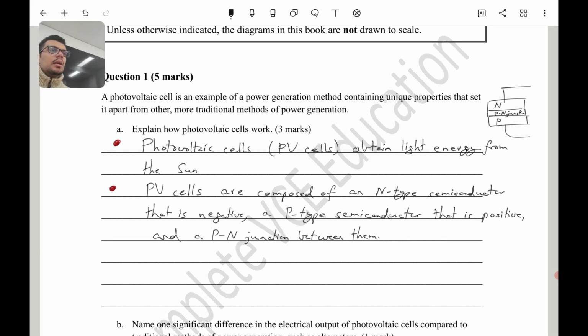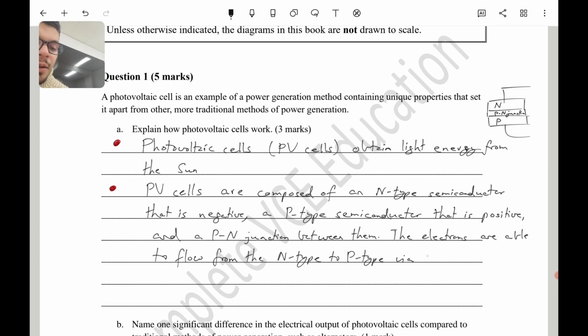Now, the two junctions, or the two semiconductors, the N and the P-type, they're going to be linked through some sort of external circuit that the electrons flow through. So we can say that the electrons are able to flow from the N-type to the P-type via external wires.